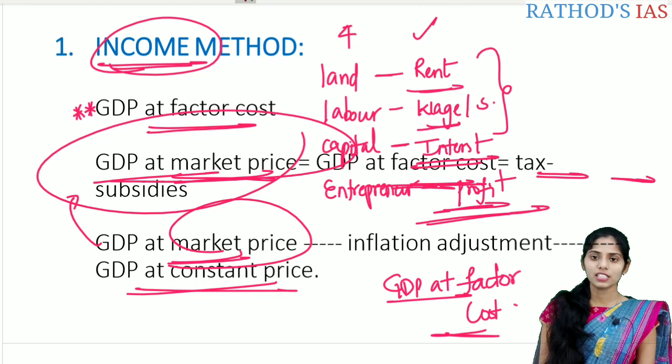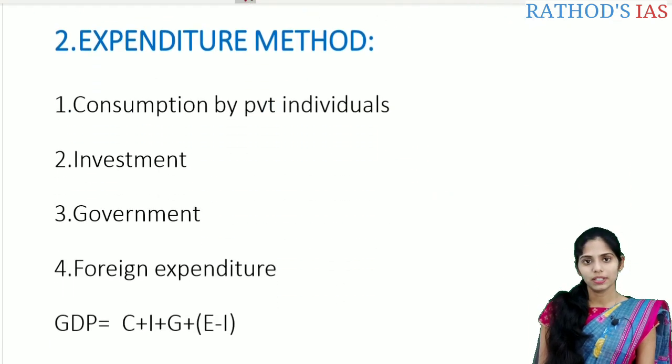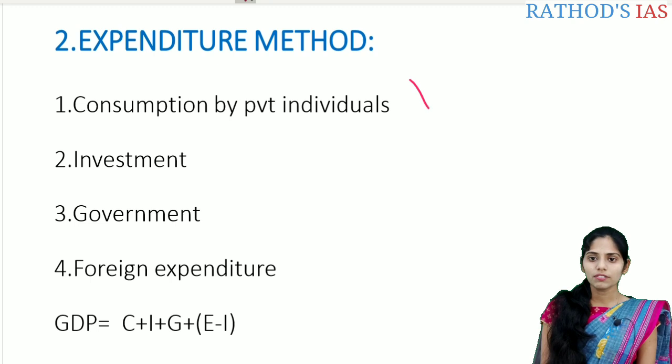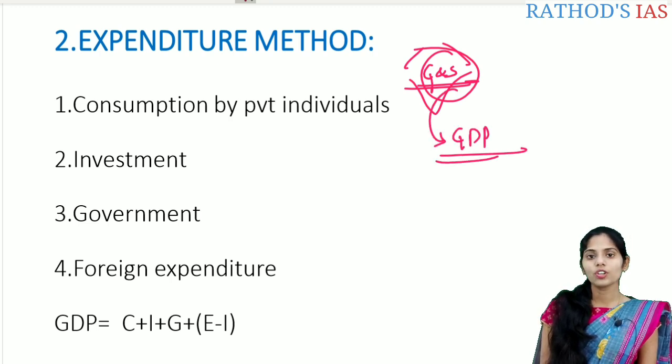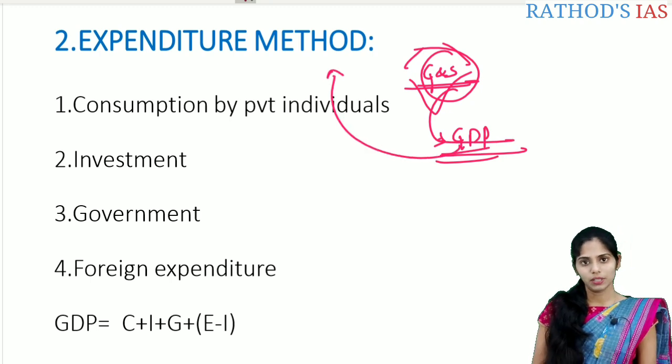Let us see the next method, that is the expenditure method. If you see, within the country there are goods and services which are produced. The value of the total goods and services produced within the country is called GDP. So we are calculating the GDP by using this expenditure method.